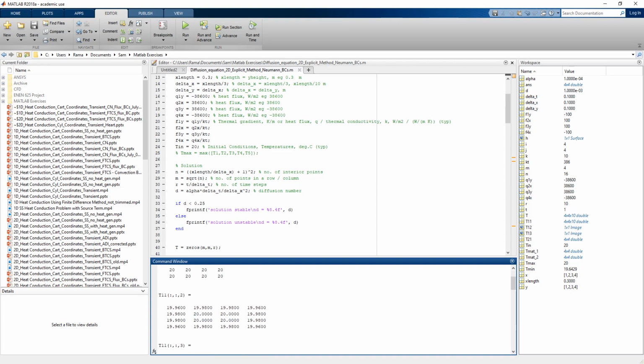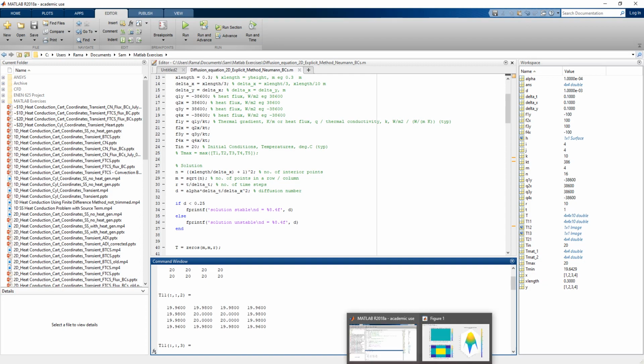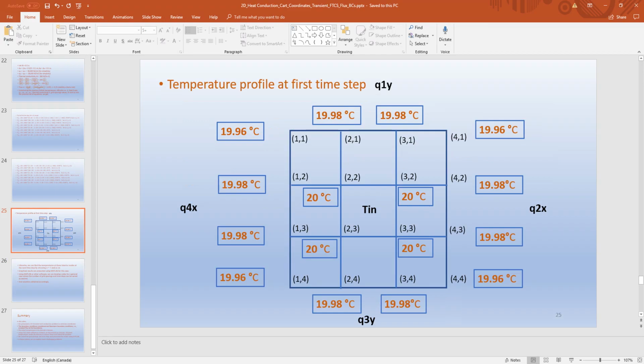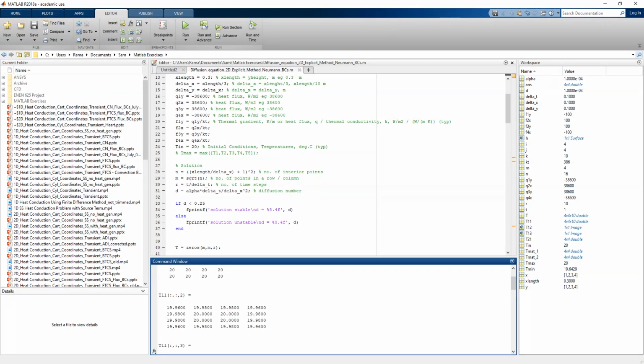For the first time step, we have the temperature distribution shown here, and this should match the values we calculated. For example, 19.96 degrees Celsius at the corners, 19.98 degrees Celsius at the sides, and 20 degrees Celsius at the interior nodes. And I think we calculated the same values in MATLAB.